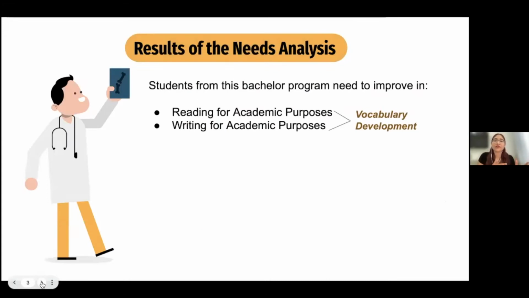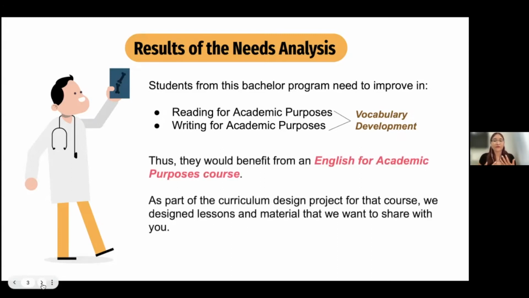But before designing the course, we undertook a needs analysis, and the results are that students from this bachelor program need to improve in both reading and writing for academic purposes, and in both of them, vocabulary development in their area of study. Thus, they would benefit from an English for academic purposes course, and as part of the curriculum design project for this course, we are going to design lessons and material that we want to share with you.